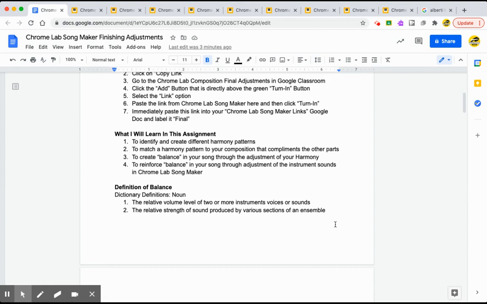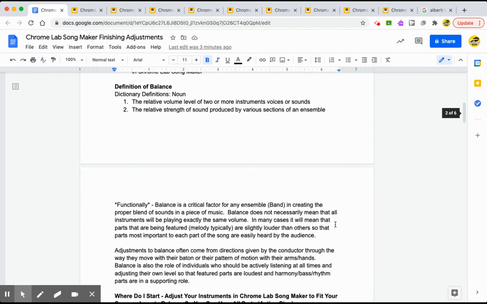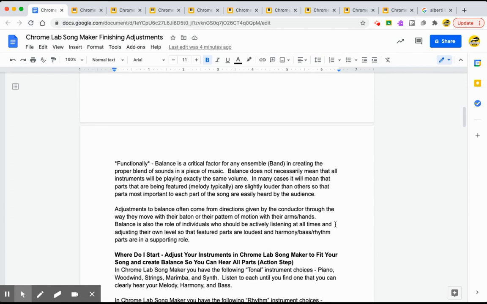Now, balance would be the relative volume level of two or more instruments, voices, or sounds. Another definition would be the relative strength of sounds produced by various sections of an ensemble. An ensemble could include a band, like us, for example. Functionally, balance is a really critical factor for any ensemble band in creating the proper blend of sounds in a piece of music.